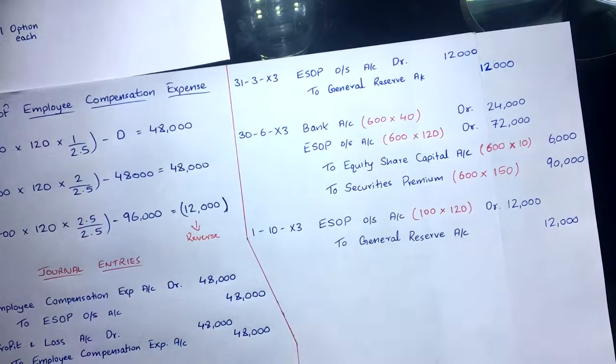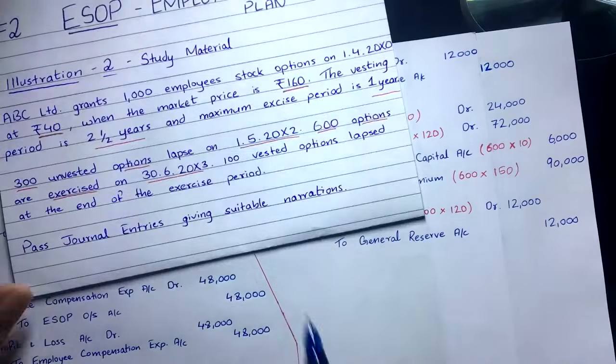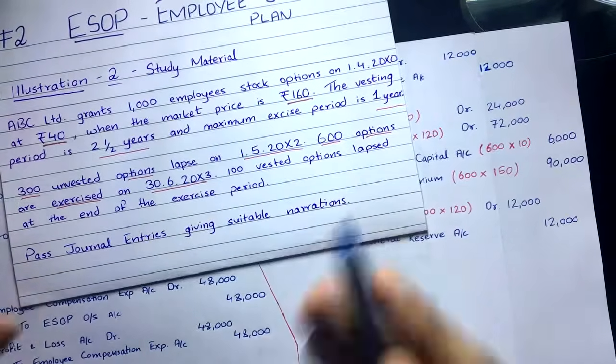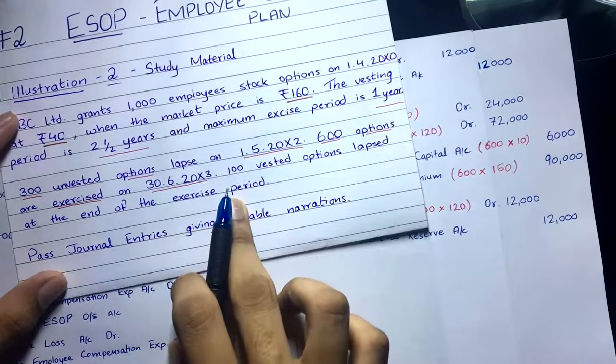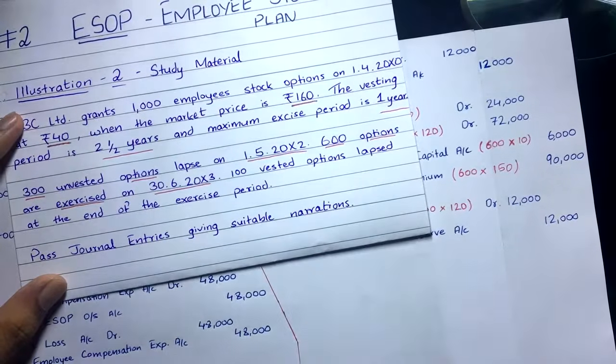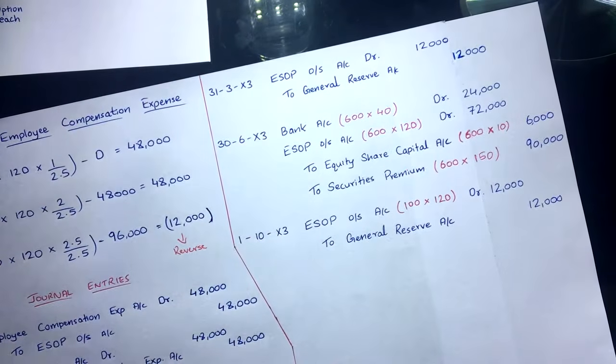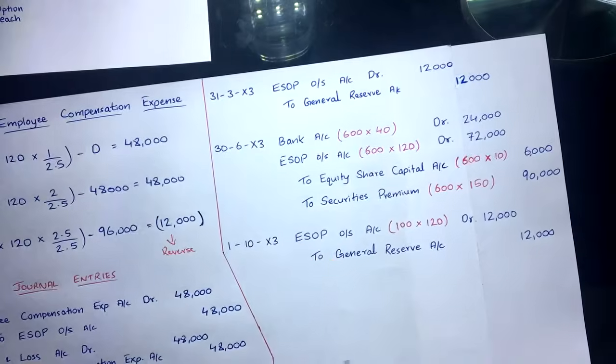And then what happened? Now we are finally at the end. See here, at the end what happened? 100 vested options lapsed at the end of the exercise period. That means the options have been expired. 100 options have been expired, lapsed. That means what you have to do? The same entry which you did over here. You have to transfer the balance from the ESOP outstanding to the general reserve, to the free reserve.